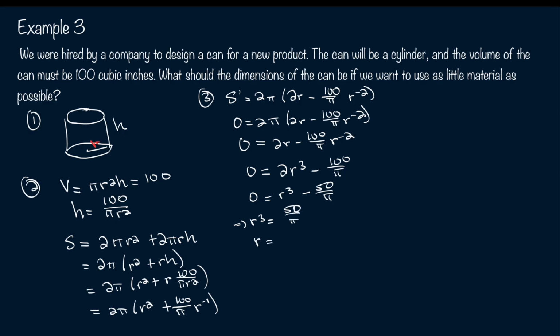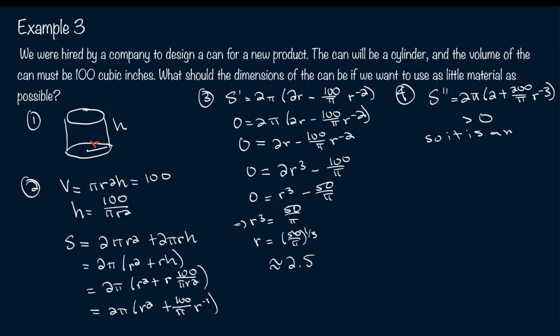So r is going to be equal to 50 over pi to the one third, which is roughly about 2.5. So we take our surface area, we get the second derivative, which is going to be 2 pi plus 200 pi times r to the negative third. And no matter what number we plug in, it is going to be greater than 0. It is a min. And what is a min? Our r that is about 2.5.